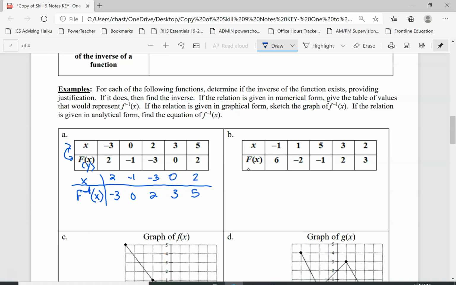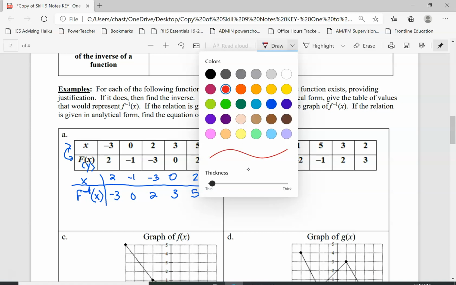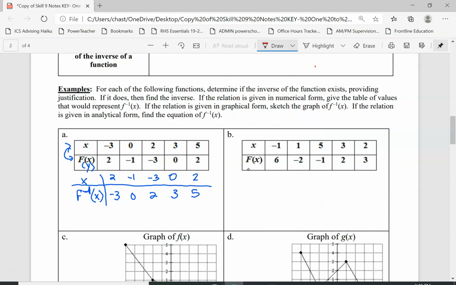And when we look at this, now I want to see if my inverse actually represents a function. So looking at my inverse, I have an x value that's mapped to two different y values. So the inverse is not a function. So f inverse of x is not a function.